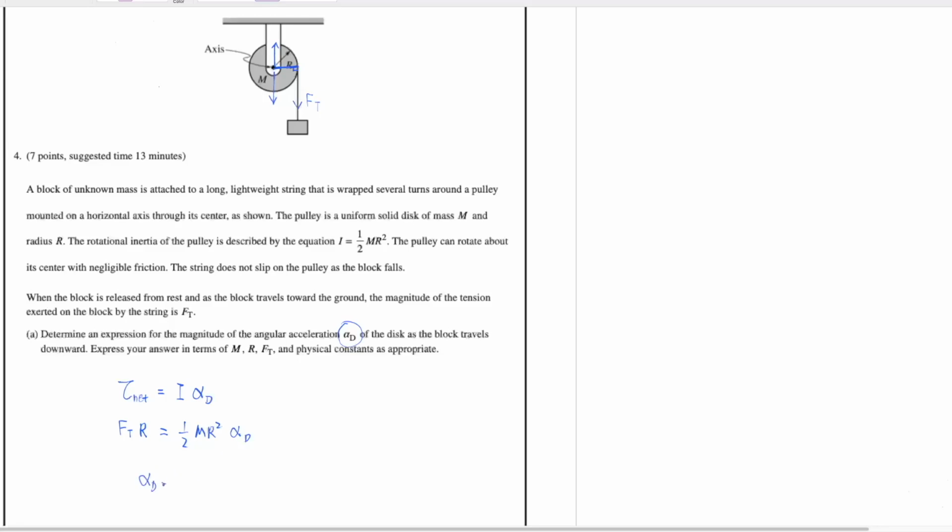Alpha d is, so we can use this divided by the I, so F_t r over 1/2 m r squared. We can simplify this expression, so cancel the r. We can bring the 2 to the top, which is 2 times F_t over m r. That's it.